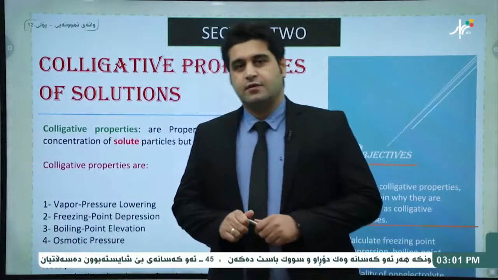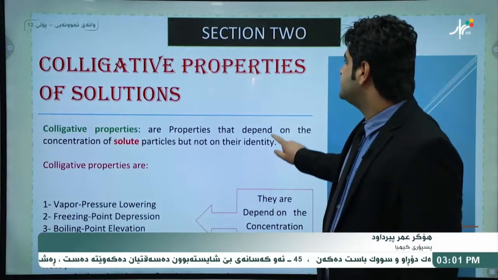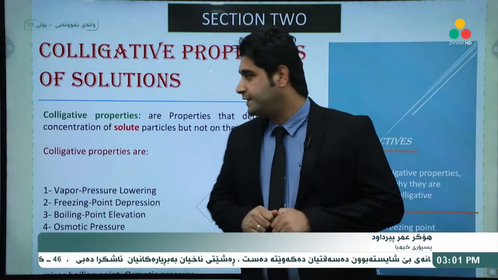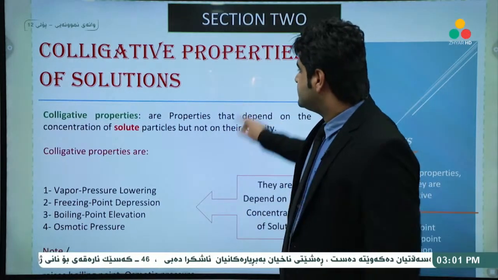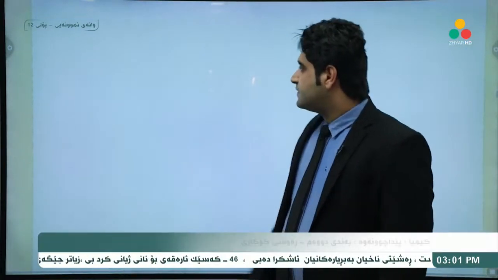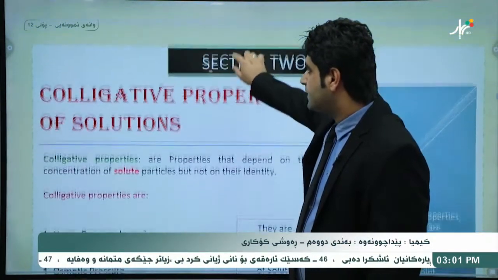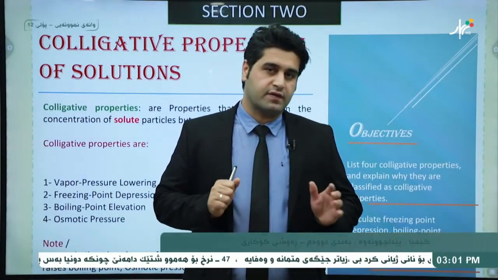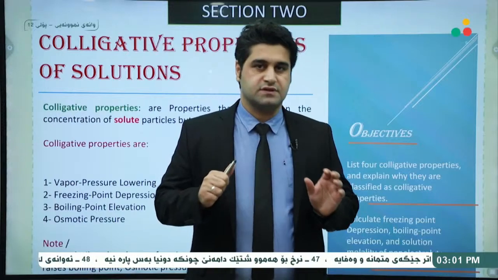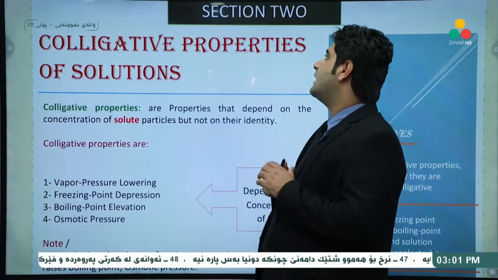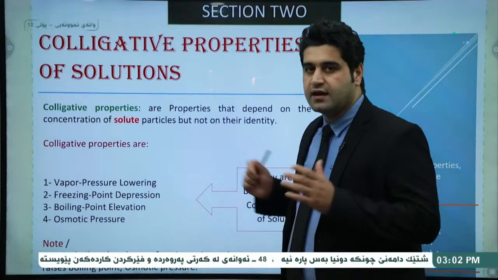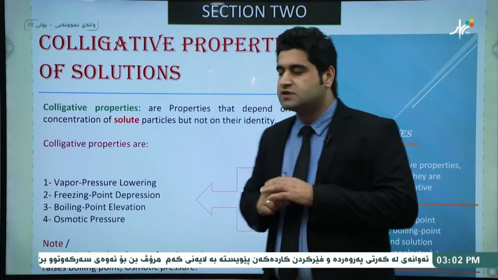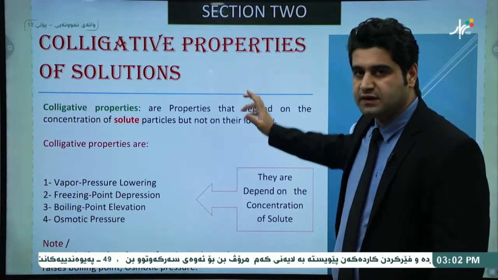Dear students, we are still in chapter 2. Today we're going to talk about section 2. In our prior lectures, we've talked about how to write the dissociation reaction for the ionic compounds and how to write the ionization reaction for the molecular electrolyte compounds. So maybe you think, why did we study those things? Today you will know why we learned them, because in the colligative properties we will need them in some steps.